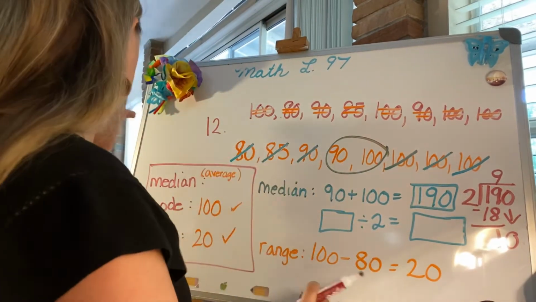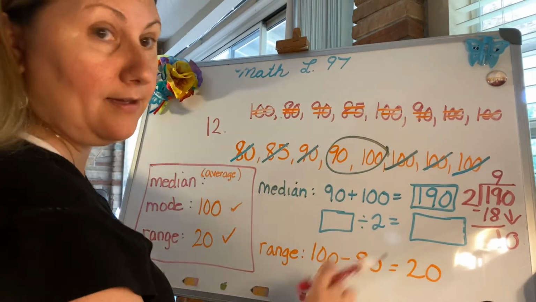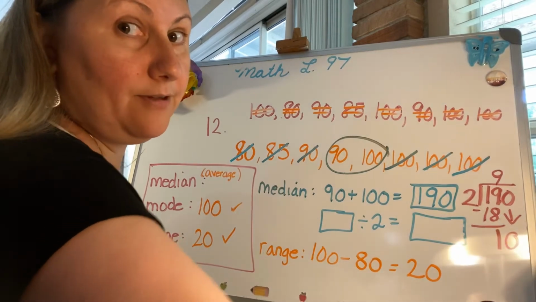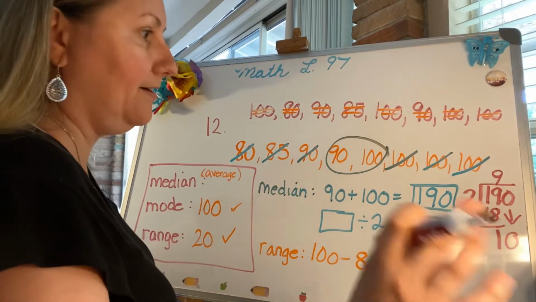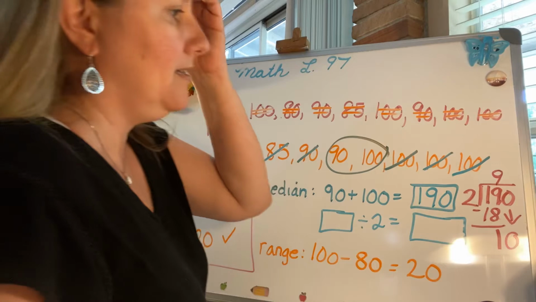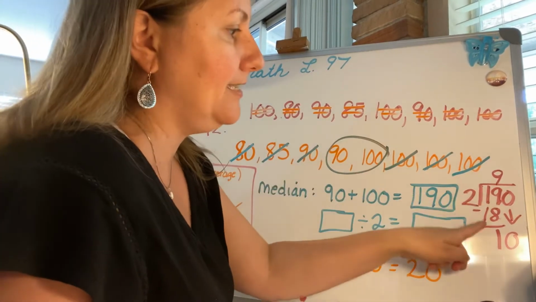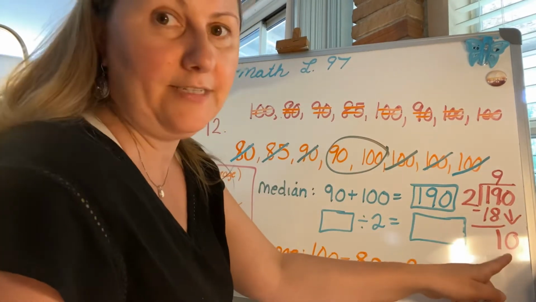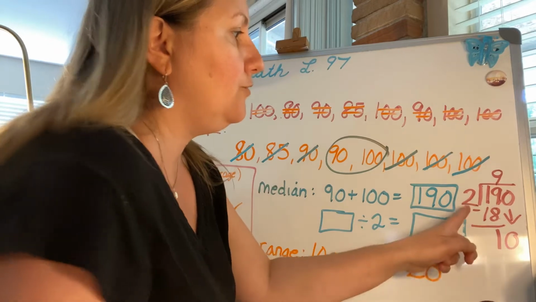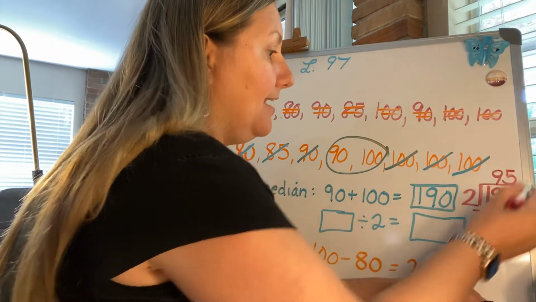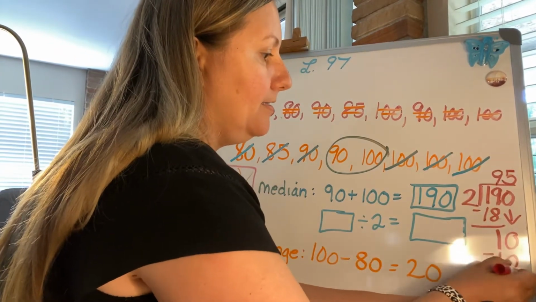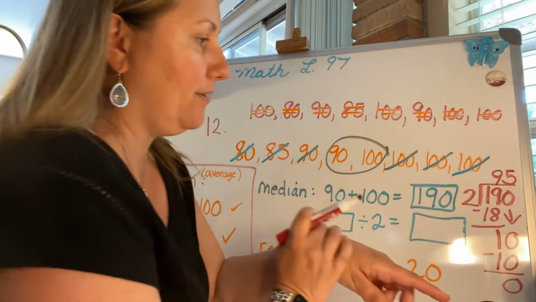Bring down that 0. Okay, wait, let me make sure you can see that okay. I don't want this shadow. Okay, here we go, that's better. So 19 minus 18 was 1. I brought down that 0. 2 times 5 makes 10. 10 minus 10 is 0.